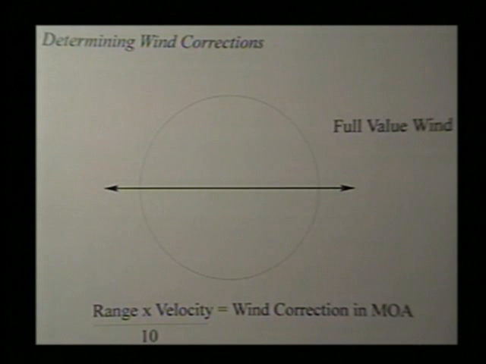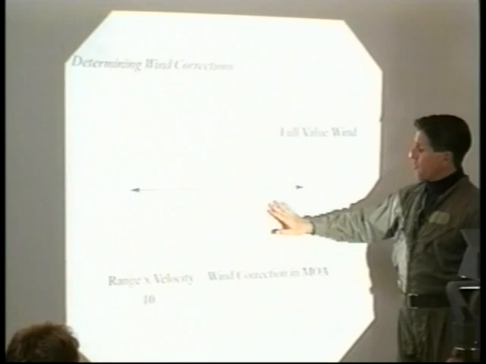6 times the velocity. Let's assume we estimate the wind to be 10 miles per hour. So we're looking at 60 on top. 60 divided by 10 is 6. So my correction at 600 yards for a 10 mile an hour wind that's traveling from left to right is going to be 6 minutes of angle. I need to push those sights into the wind 6 minutes of angle. Any questions on that?